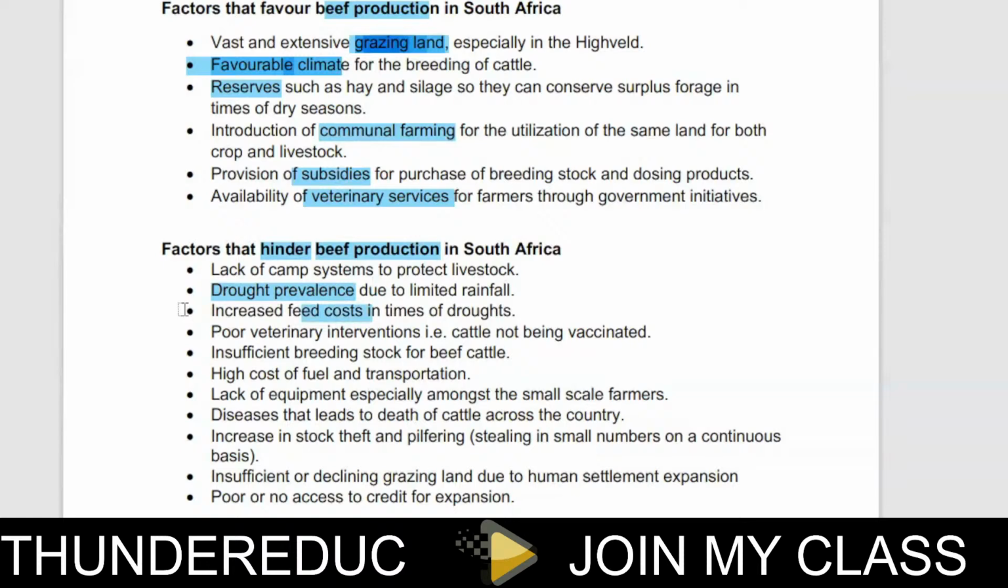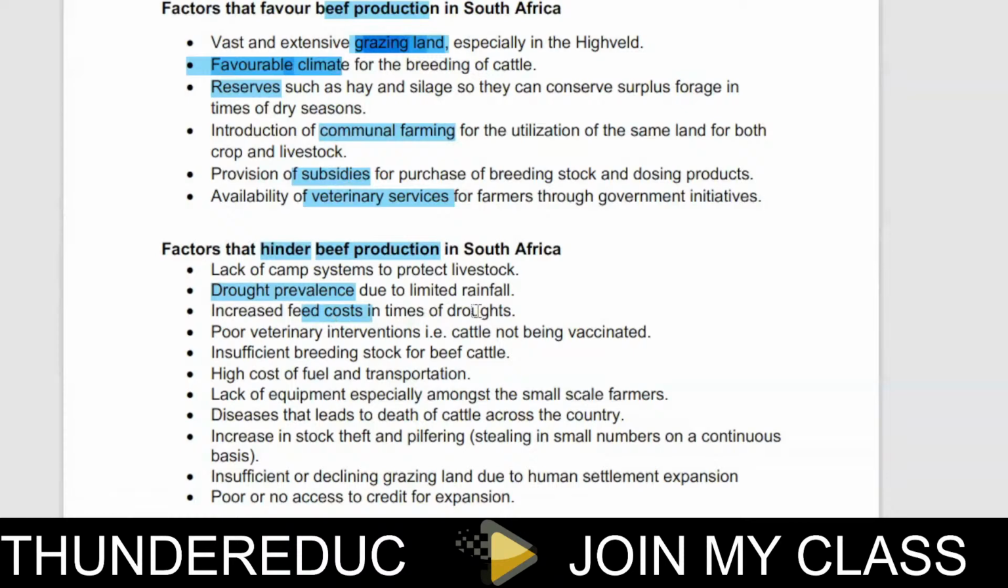of the farmers. This discourages other people who want to join the sector, and this discourages those who are already there because they are operating at losses. So there are increased costs, feed costs in times of drought.